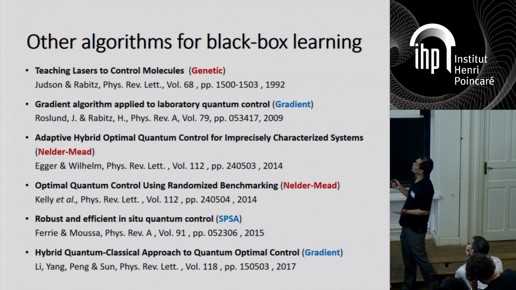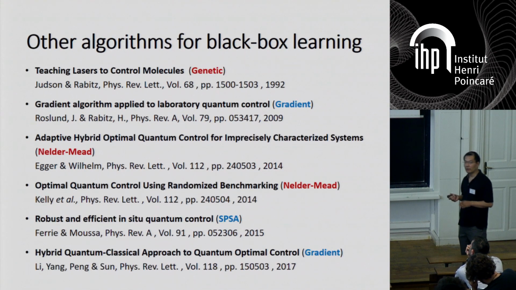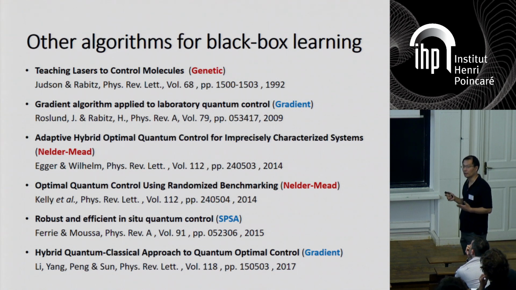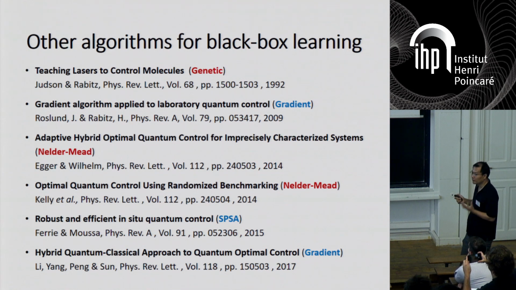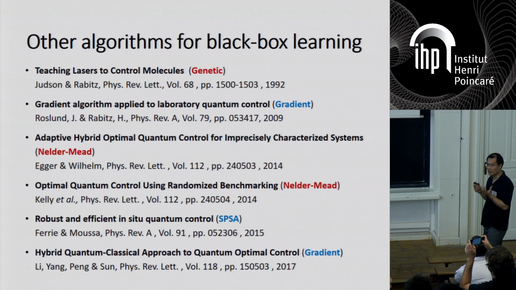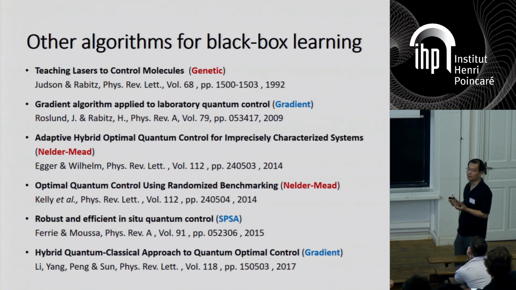There are some other algorithms in the literature which I would say are all black box learning for optimizing learning control in quantum information processing. This was earliest proposed by Professor Rabitz in 1992 using a genetic algorithm. And later on in 2009, they proposed another algorithm using gradient. But the gradient is not calculated from the model. The gradient is measured from the experimental data.